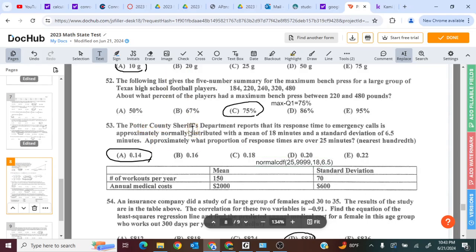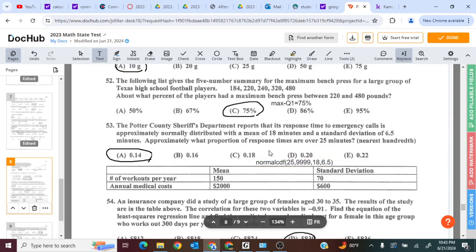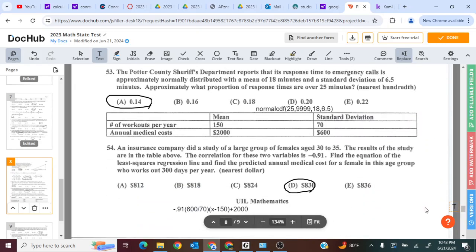53, the Potter County Sheriff's Department reports response time to emergency calls. Mean of 18, standard deviation of 6.5. What percent of time is over 25 minutes? This is your very standard normal CDF problem. Your minimum is 25, your maximum is 99909. Mean of 18, standard deviation is 6.5, and 14% of response times take that long.